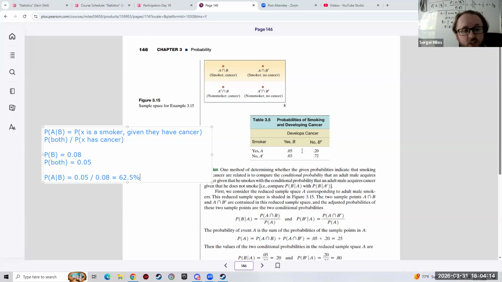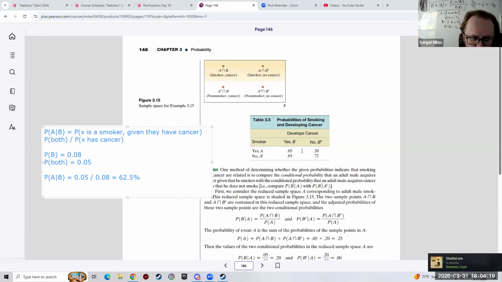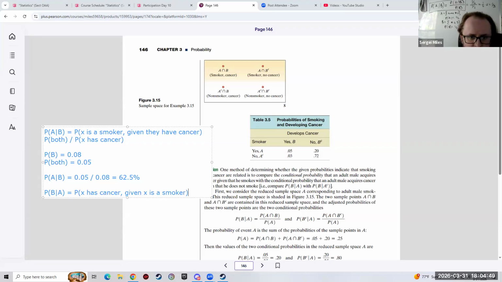This is also where conditional probability can sometimes be more revealing. What if I flip the two here? Let's say probability of B conditioned on A. In word form, this would mean the probability of a random person who has cancer, or no, the probability of someone having cancer. So the probability X has cancer given X is a smoker. All right.